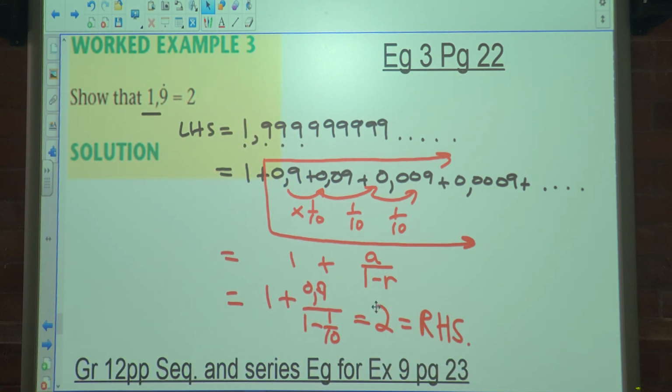Okay. Is there any confusion there? So with that, you should be able to do exercise 9 on pages 23 and 24.